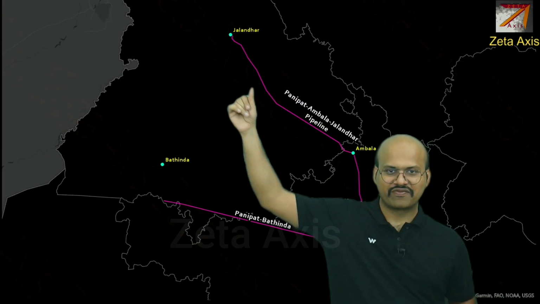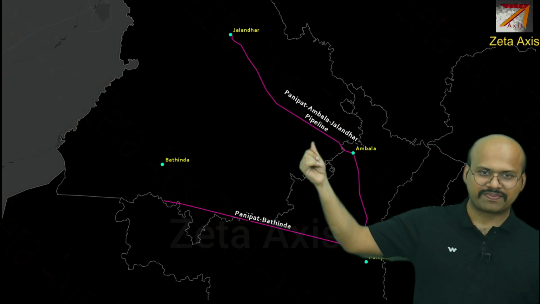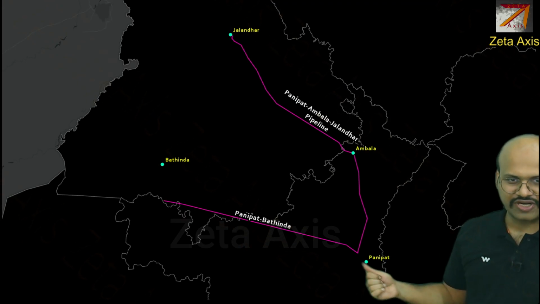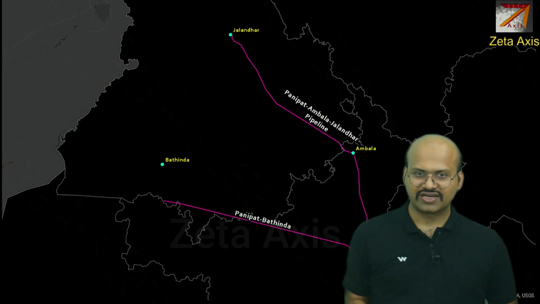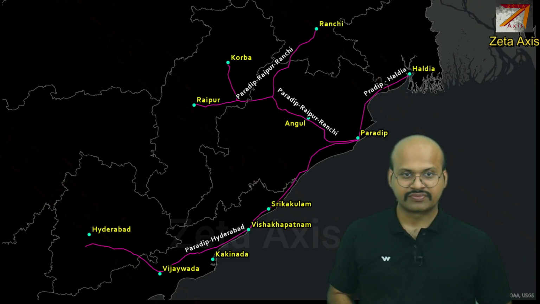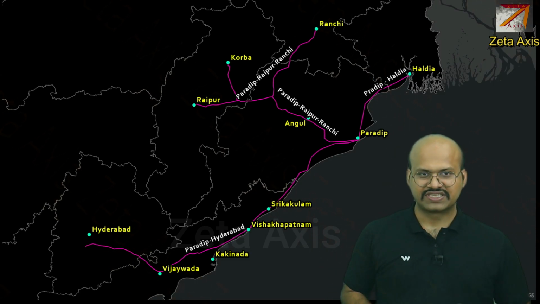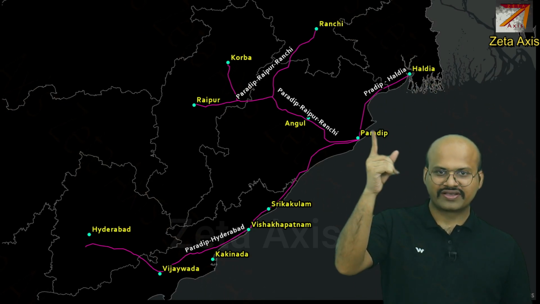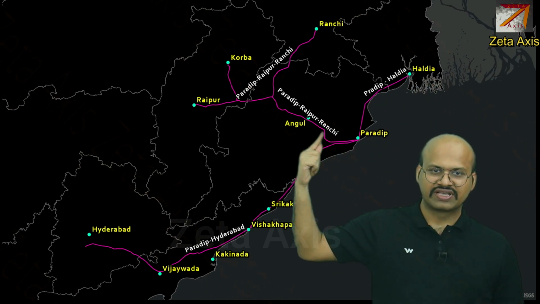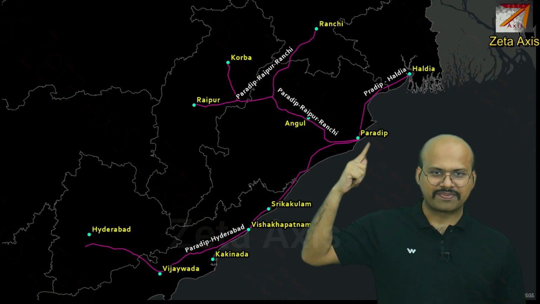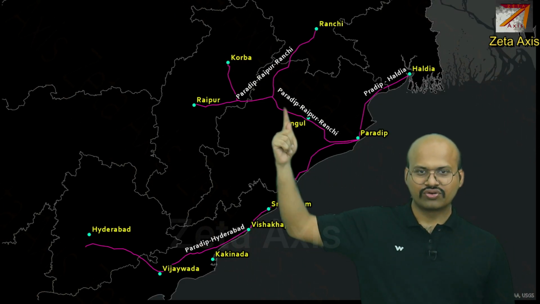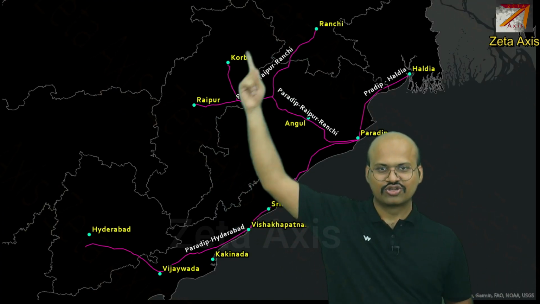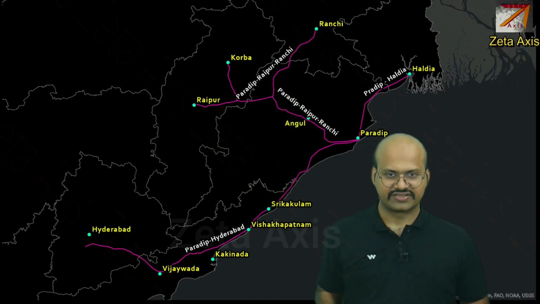There is a pipeline called the Panipat Ambala Jalandhar pipeline, which connects Jalandhar, Ambala and Panipat. And we also have Panipat to Bhatinda, one pipeline in northern India. Then in eastern India, there is a Paradeep Haldia pipeline, where Haldia and Paradeep are connected. Then we have the Paradeep Raipur Ranchi pipeline. This pipeline originates from Paradeep, goes through this region and then connects Korba, Raipur and Ranchi. So it connects 3 of these cities.